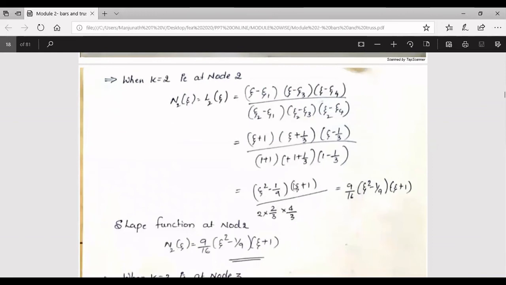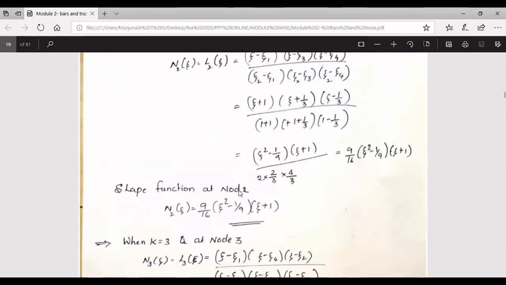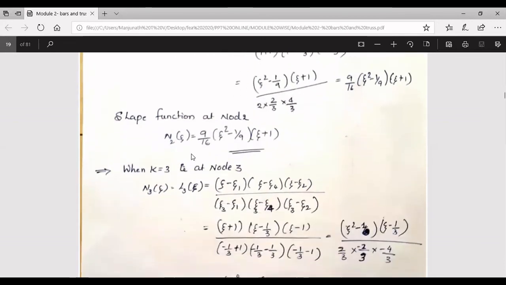Okay, then as we simplify, we are going to get the equation 9 by 16 zeta square minus 1 by 9 into zeta plus 1. This is the equation for the shape function at node number 2.